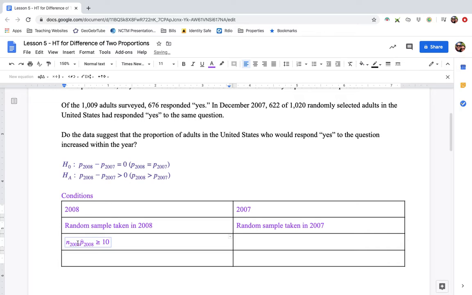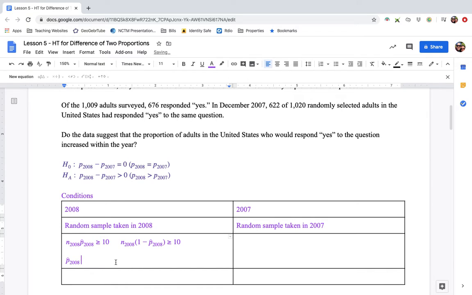And we have to do the same thing with n times 1 minus p hat. I'm going to save us a minute here. You should work those out, and you have to show your work to check those. I'm going to let you check those, but I'm going to put down what p hat for 2008 is because I think that's an important part of our analysis here. Obviously, that's our statistic. It's 676 out of 1,009. And then we need the same thing over here in 2007.